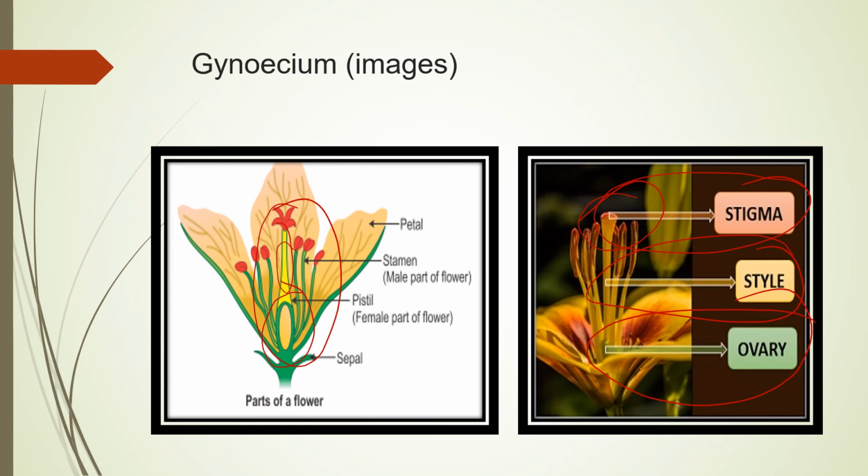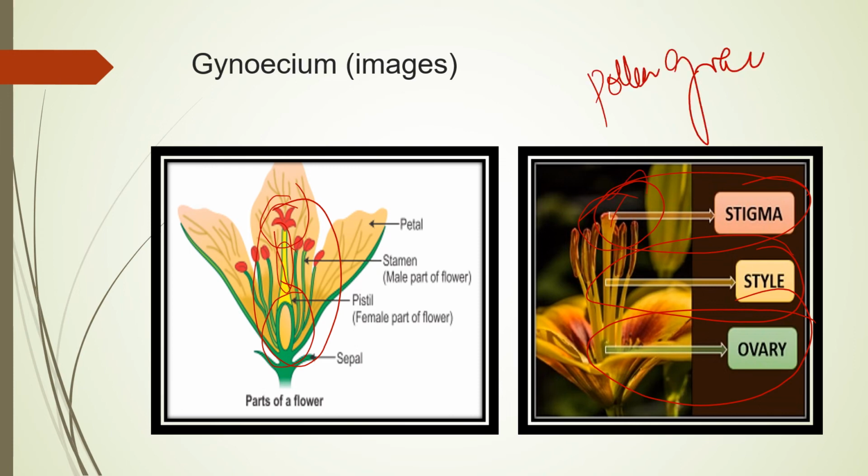Next comes the style. The style connects the stigma with the ovary. It is the connector between the stigma and the ovary. And the top part, what is the stigma doing? It is the area where the pollen grains are received, called the stigma. Is it clear?